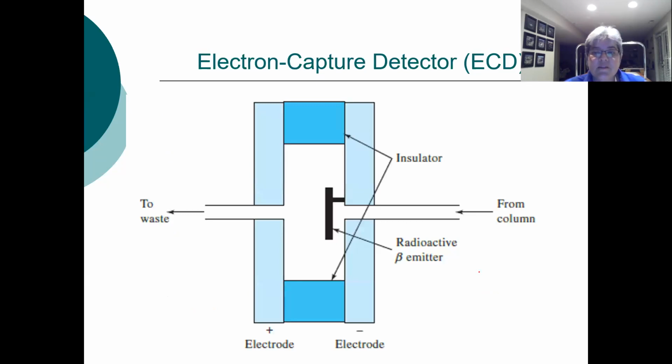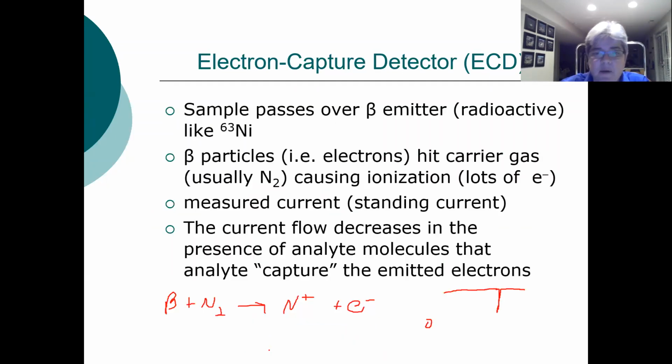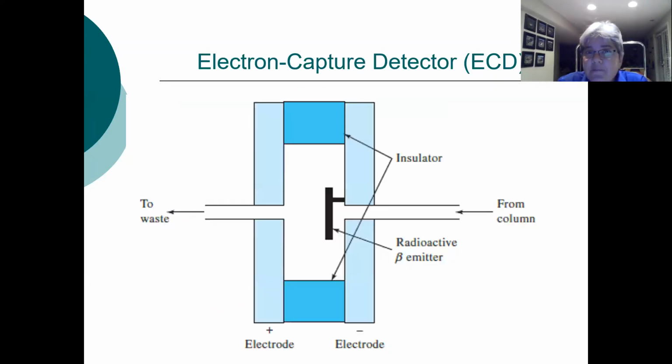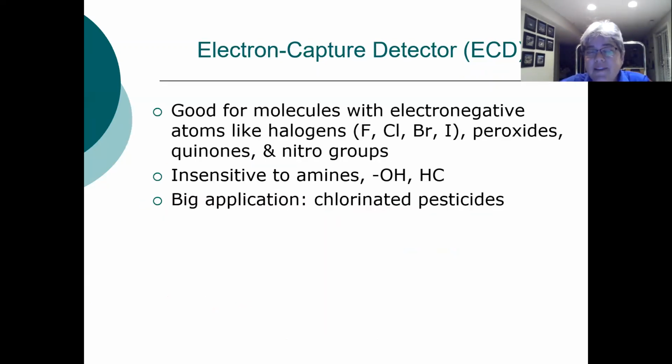Okay, so this is what it looks like. Here's the stuff from the column going over the beta emitter, and then some electrodes to detect this current that's flowing. Okay, so this detector works with things that will capture the electron. So what will capture electrons? Well, things that are electronegative. Anything that has halogen atoms, we know they love electrons. Peroxides, which is O2, 2 minus.